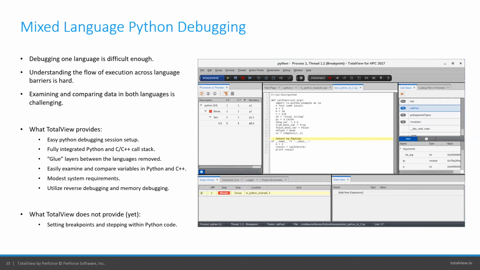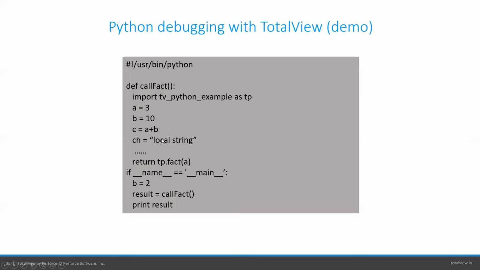What TotalView does not provide yet is that we cannot set breakpoints and step within Python code. And we are supporting mostly our users' use case, when you have a Python script which calls some libraries written in C++. It's basically what most of the users are doing. So let me show you a demo in video for a Python script, which is very simple. Basically, it imports the C++ libraries and then calls the function fact and just sends variable A.